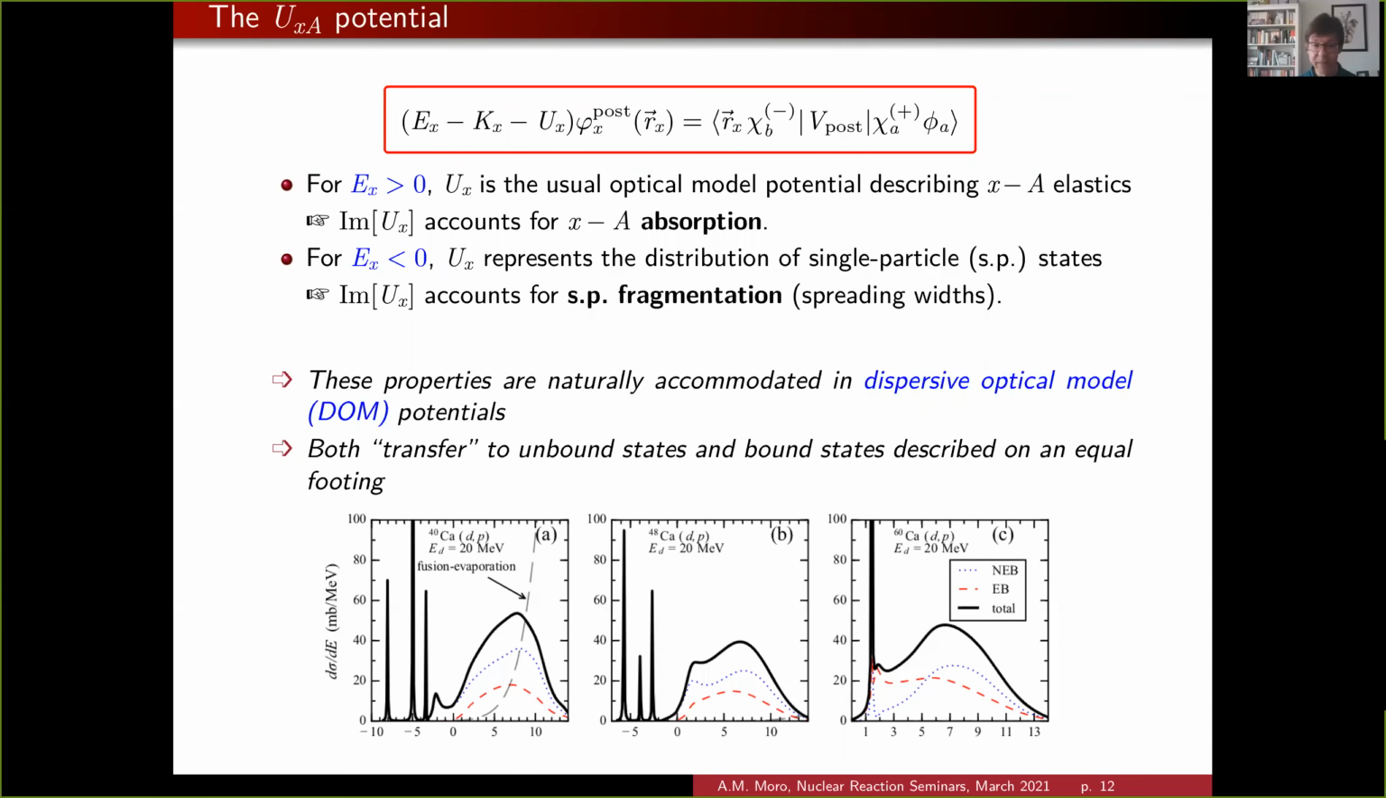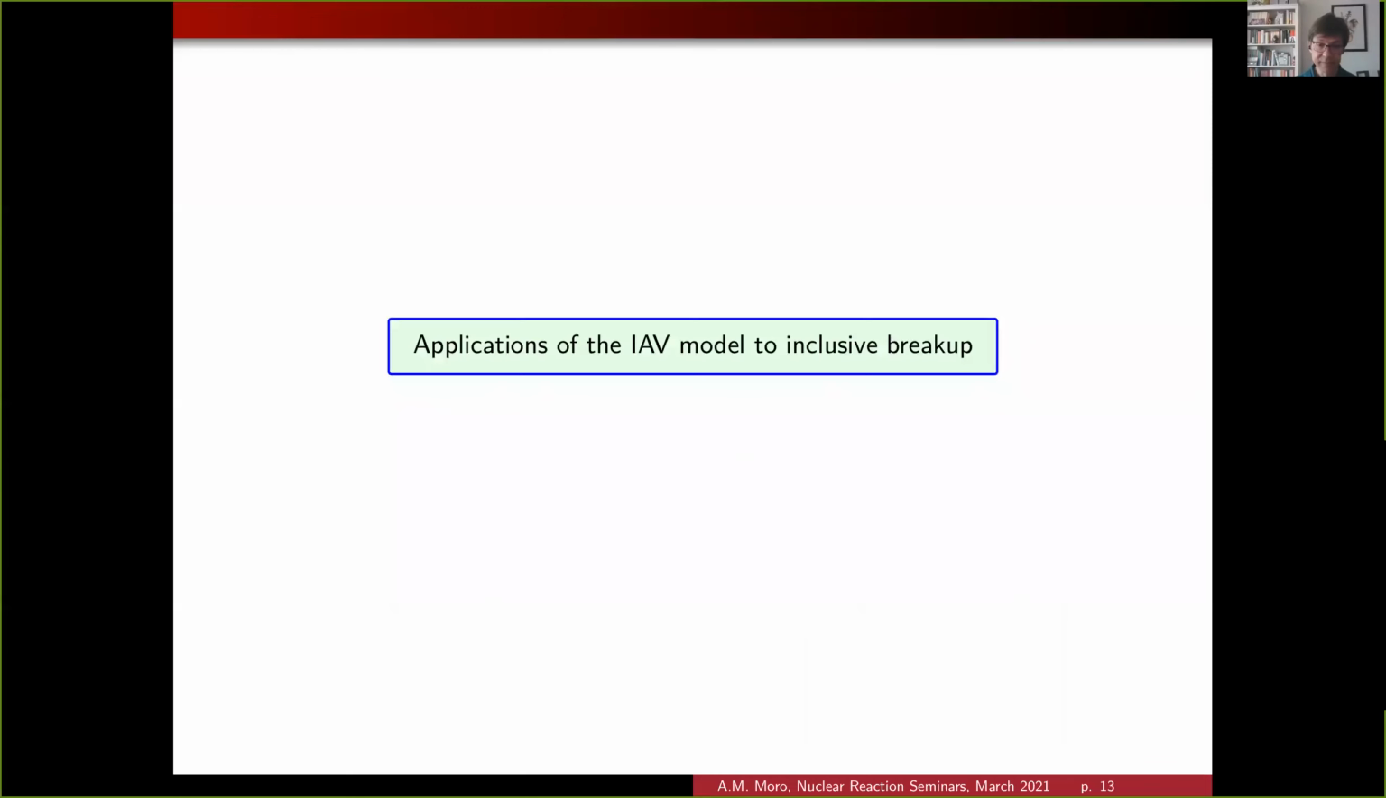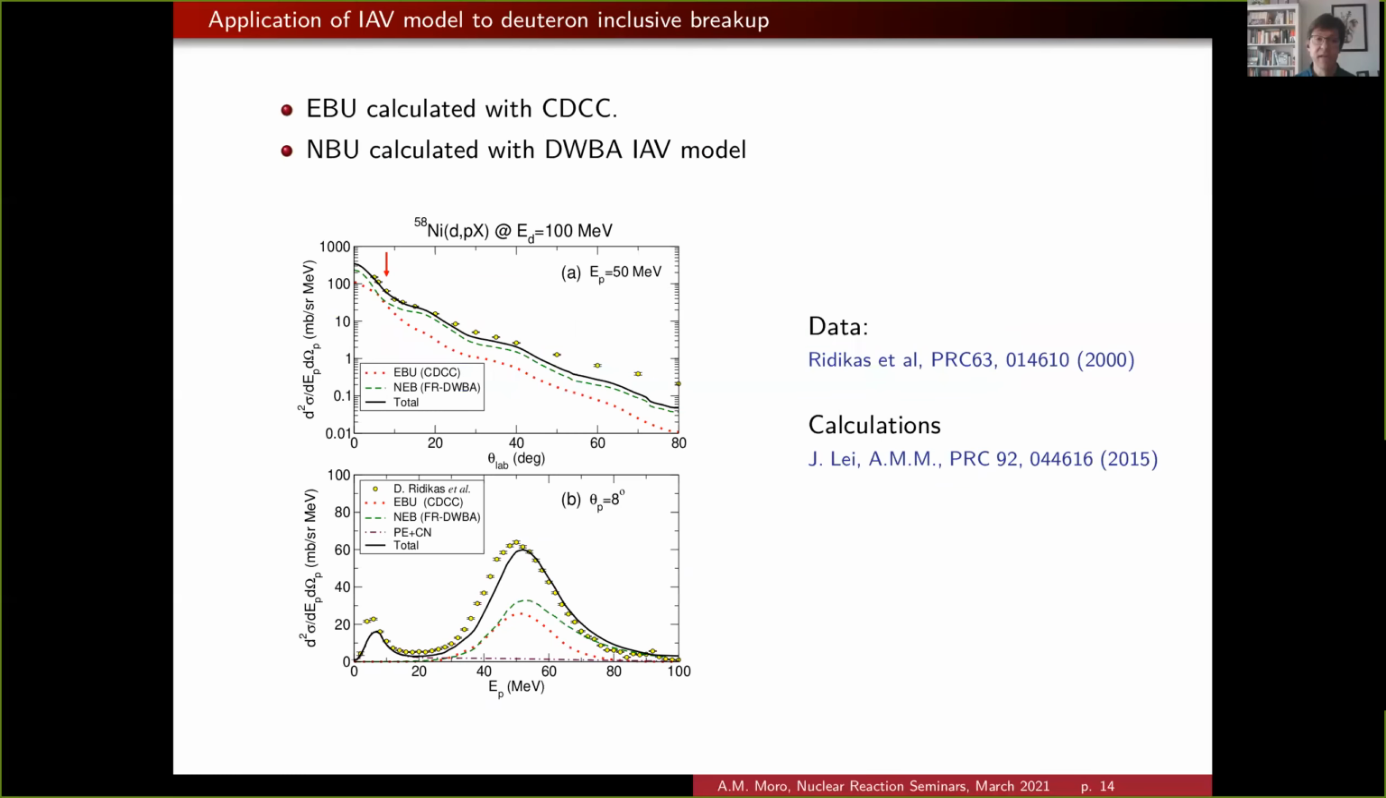So let me finally, having shown the theory, start with the comparison with experimental data. First of all, let me go back to the problem of the inclusive breakup of the deuteron. Remember, this is for the nickel-58 reaction at 100 MeV, the deuteron incident energy. This is a double differential cross-section as a function of the proton angle. This is the particle that we observe. The spectator here is the proton, and the neutron is the particle that we do not observe.